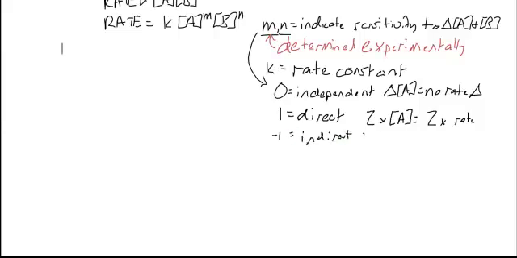A negative exponent, so negative 1, is an indirect relationship. So that if we doubled our concentration of A, our rate would actually be halved.